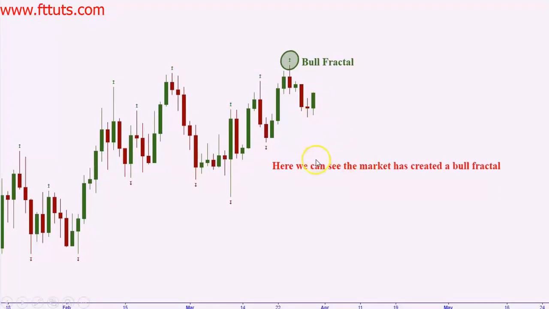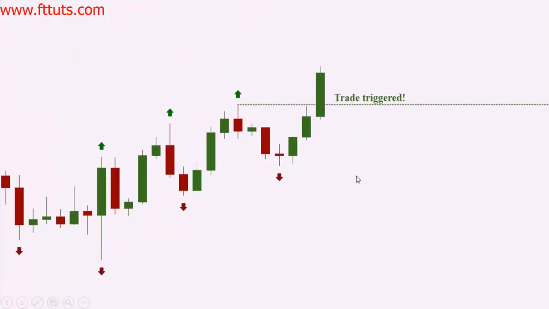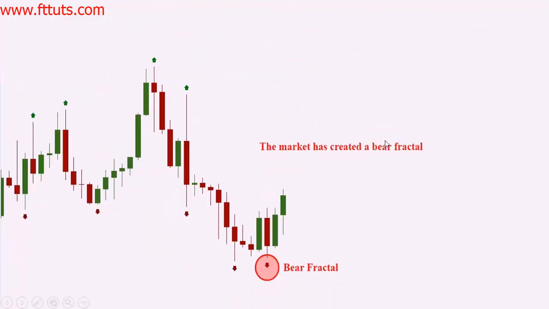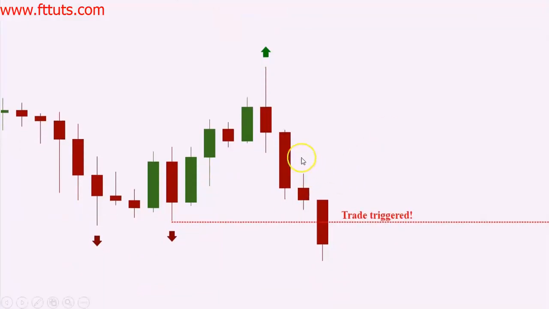So here you see a bull fractal. Here we can see the market created a bull fractal. You place a buy stop 1 to 2 pips above that bull fractal. You can see your trade would be triggered. The market creates a bear fractal. Place a sell stop 1 to 2 pips below that fractal. And you can see your trade will be triggered.